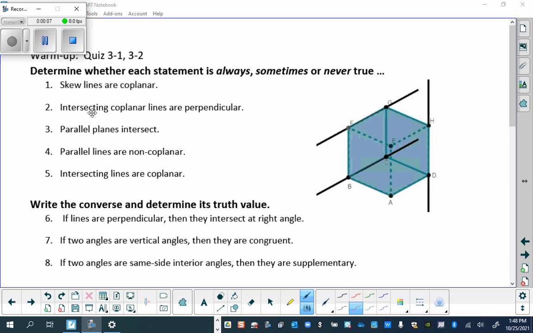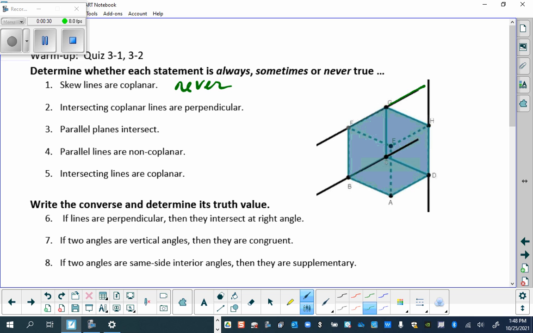All right, come back. So let's quickly talk about this. Skew lines are coplanar. Is that sometimes, always, or never true? That is never true. We define skew lines as non-coplanar lines that will never intersect.